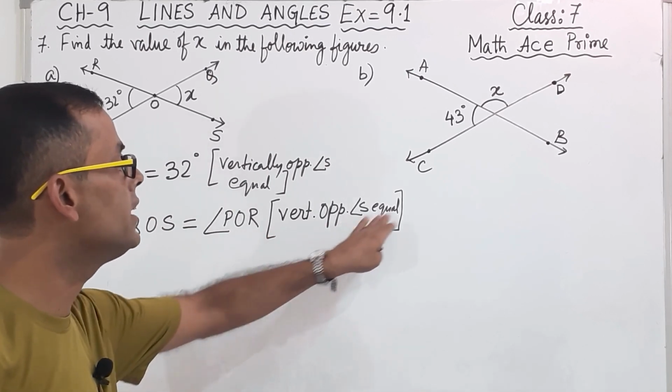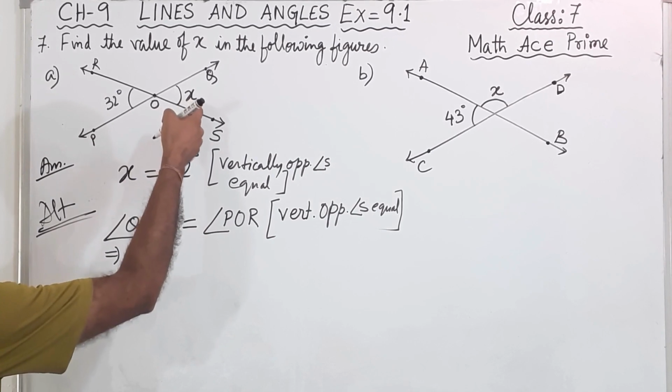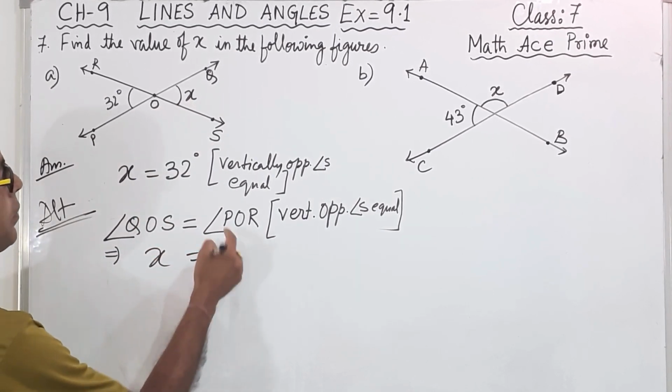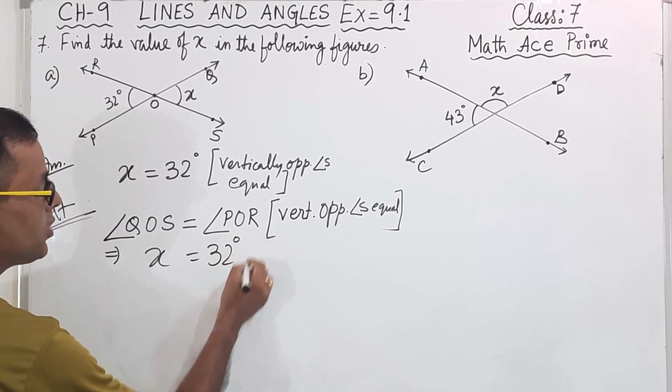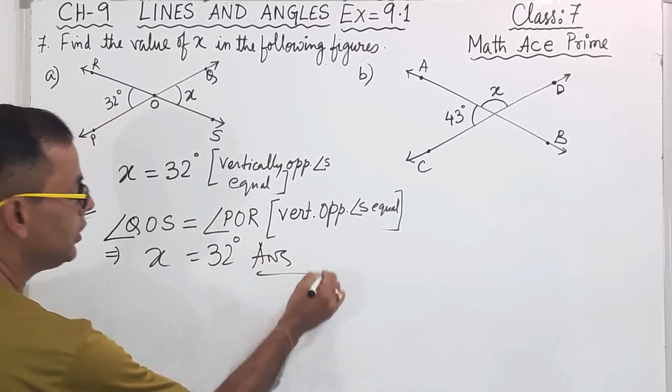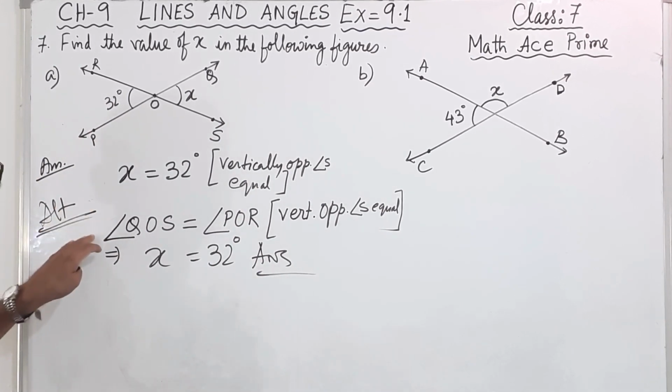Opposite angles equal. Okay. Now QOS is actually X, and POR is actually 32. So like this also you can do the sum. Answer. Now it's up to you, you want to do it in one line or in two lines.